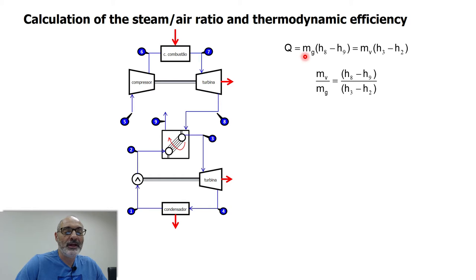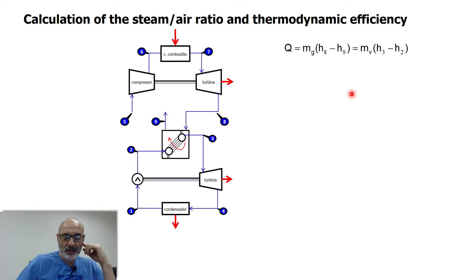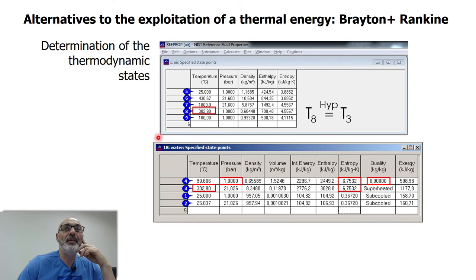So the heat exchanged in the regenerator is equal to the delta H of the gas. That's the mass flow rate of the gas times the enthalpy variation of the gas. Okay, this is equal to the mass flow rate of the steam times the delta H of the steam. Okay, so when we rearrange this expression, we obtain the relation between the mass flow rates in terms of the variations in the enthalpies. And all the enthalpies, we were able to calculate a priori.